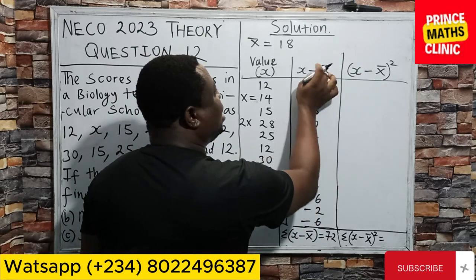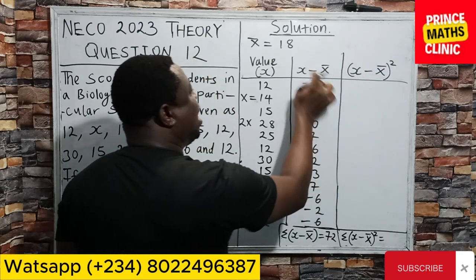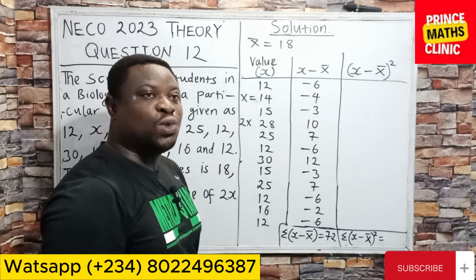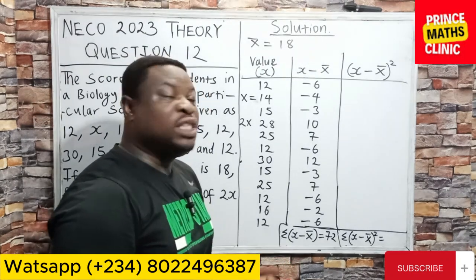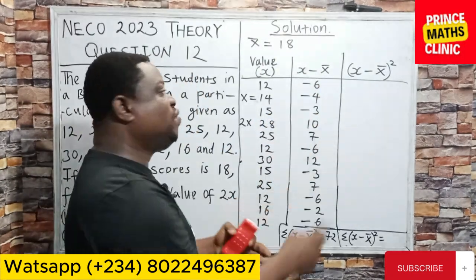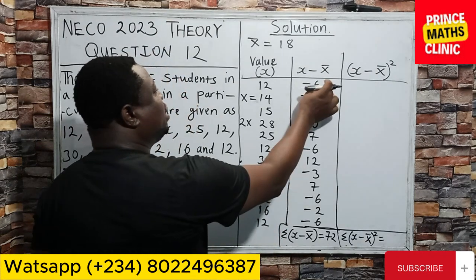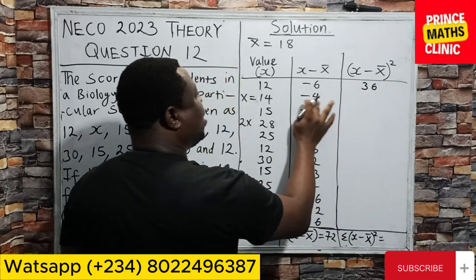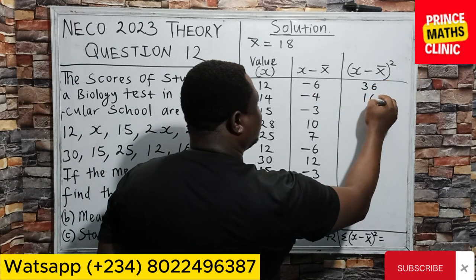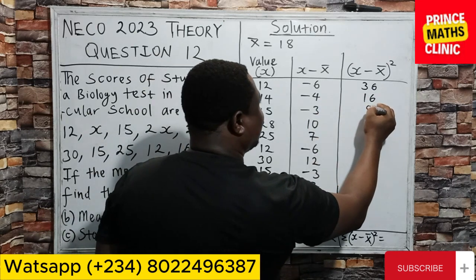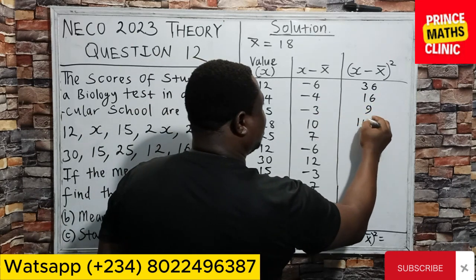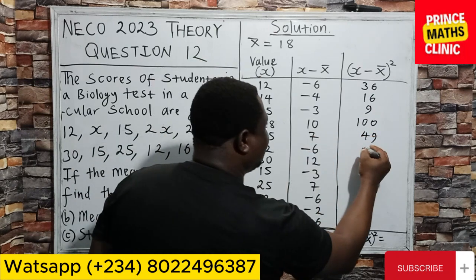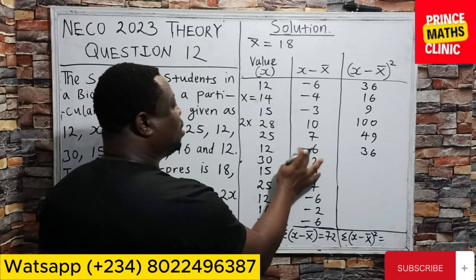Then you can see it's the same thing here, but the difference is that you have to square everything you have here, that is, x minus the mean. You have to square it. Good. So this is a deviation, and you square the deviation of the data. If you square negative 6, you get 36. If you square negative 4, you get 16. If you square negative 3, you get 9. If you square 10, you get 100. If you square 7, you get 49. If you square negative 6, you get 36.